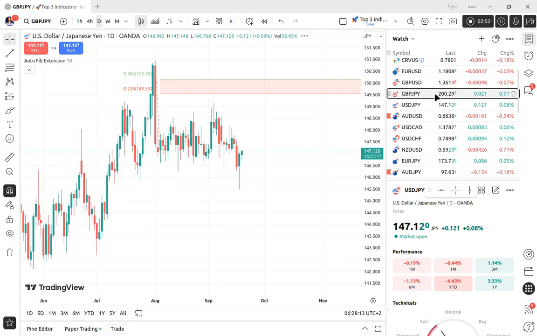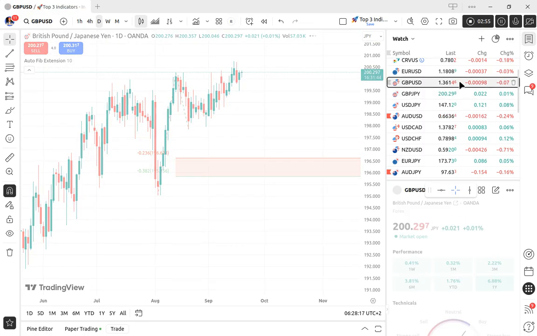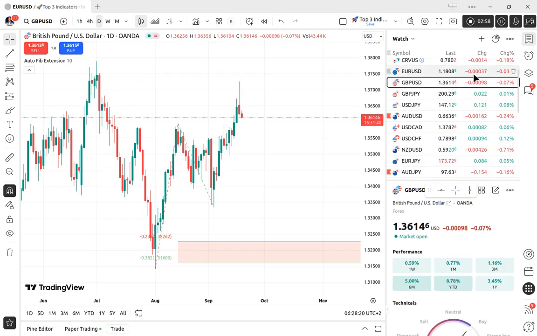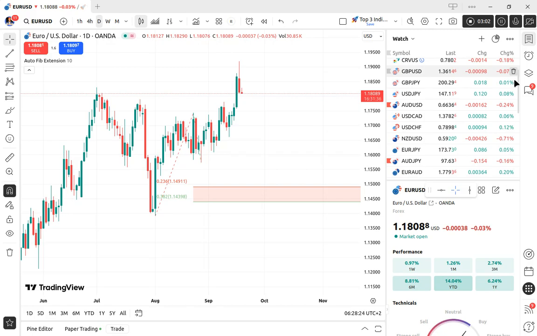So our goal is to find something that's within the range, and then based on that range, see how we can best analyze and interpret the price action and try to guess the direction.